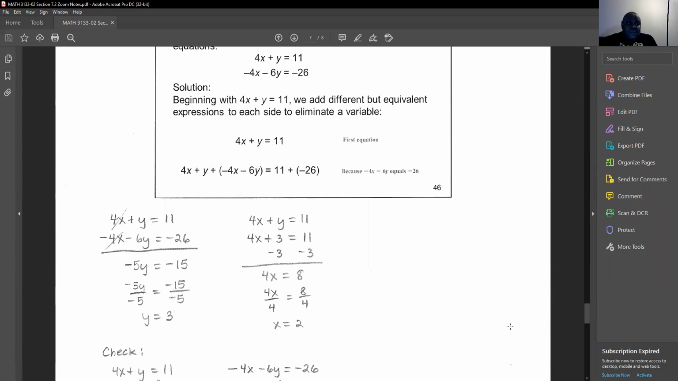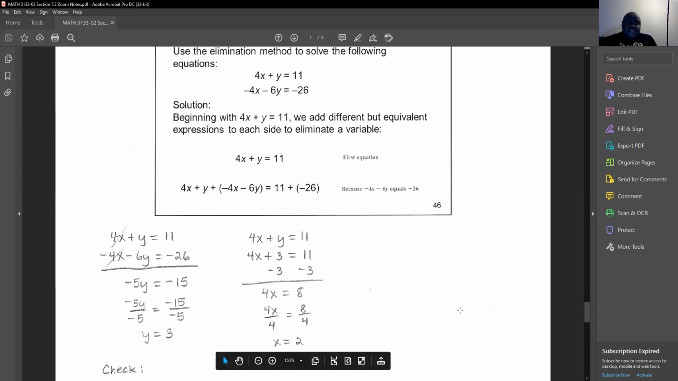All right. Now we know what y is equal to. We need to find out what x is equal to. So in this case, I could use either one of these two equations here. I went ahead and used the first equation since it's easier to solve. The other one has negatives in it. So let's use the 4x plus y is equal to 11. And since y is equal to 3, we can substitute the y with that 3.